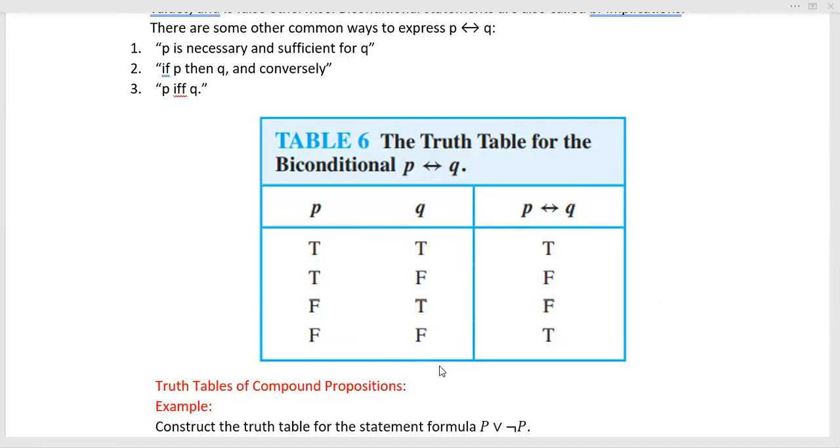P biconditional Q is true if both are true. If P is true and Q is false, P biconditional Q is false. If P is false and Q is true, P biconditional Q is false. If P and Q are both false, the biconditional is true. Thank you, Sai.